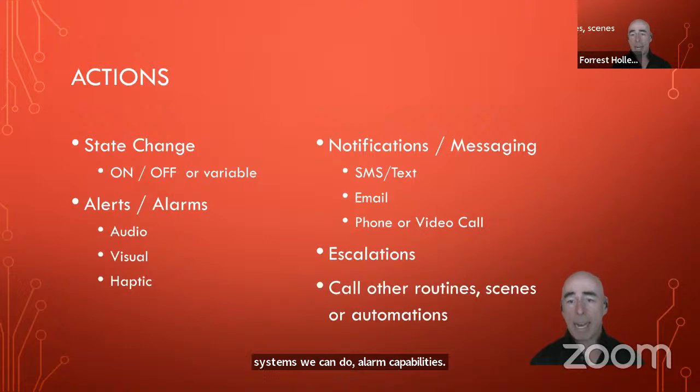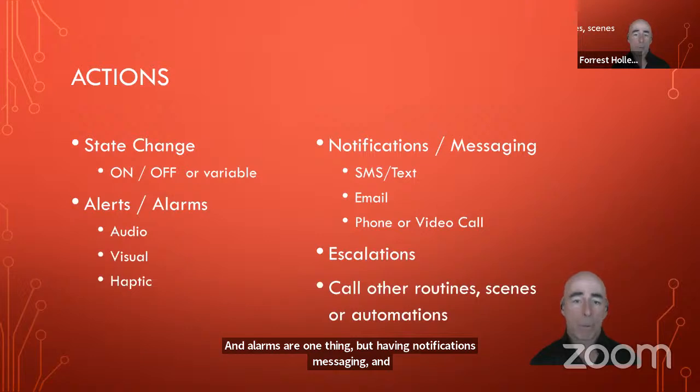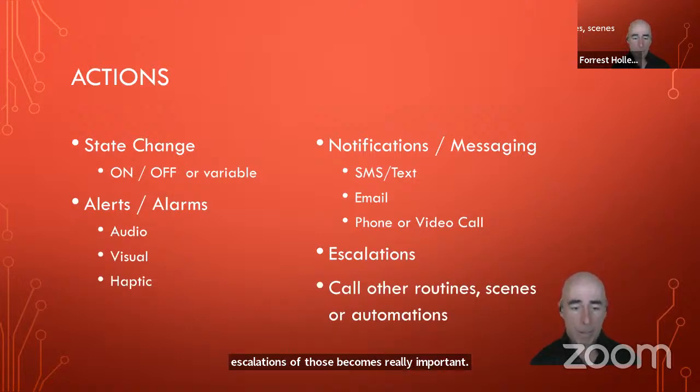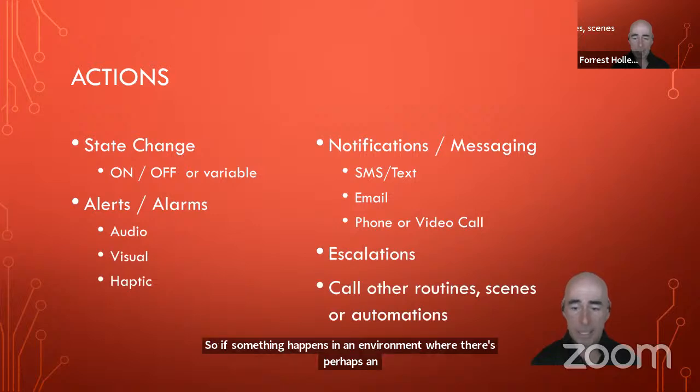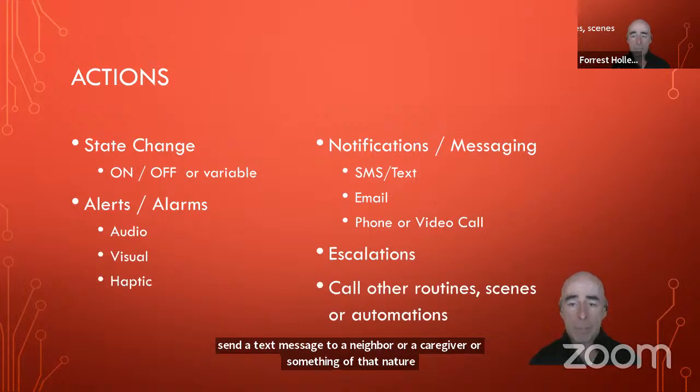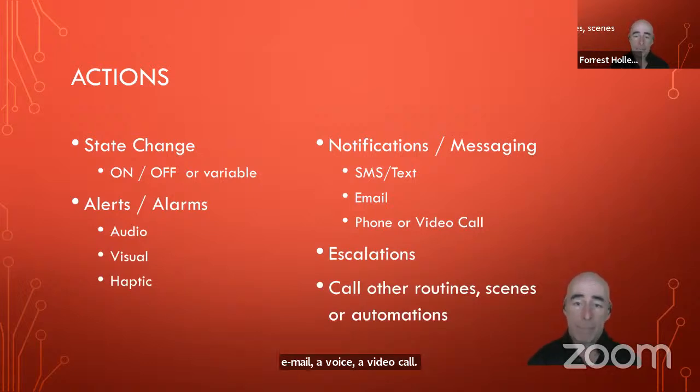And alarms are one thing, but having notifications, messaging, and escalations of those becomes really important. So if something happens in an environment where there's perhaps an older adult that's experiencing an event, or a disabled person, and again, let's go back to that anomaly detection example I gave a moment ago, being able to send a text message to a neighbor or to a caregiver or some of that nature, and waiting a couple of minutes for a response. And if nothing happens, maybe send an email, maybe send a voice or a video call, and eventually escalate to a point where, if necessary, again, call 911 or EMT or something of that nature.